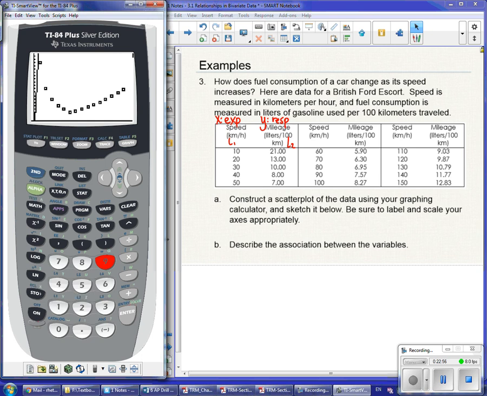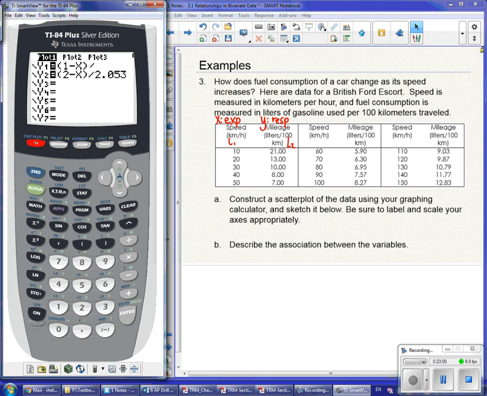The one thing I notice is you might see a line going through my graph. It looks like I might have an equation in y equals. So I'm going to go ahead and clear them out real fast. Once I do that, I don't have to reset up the window. I can just hit graph again.